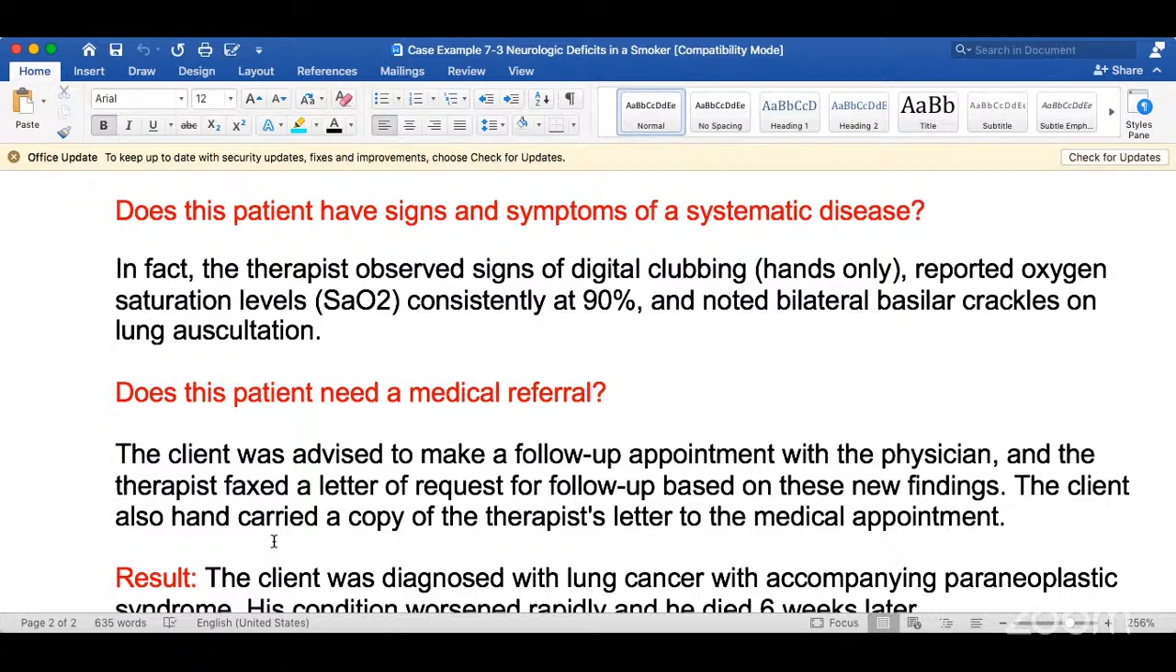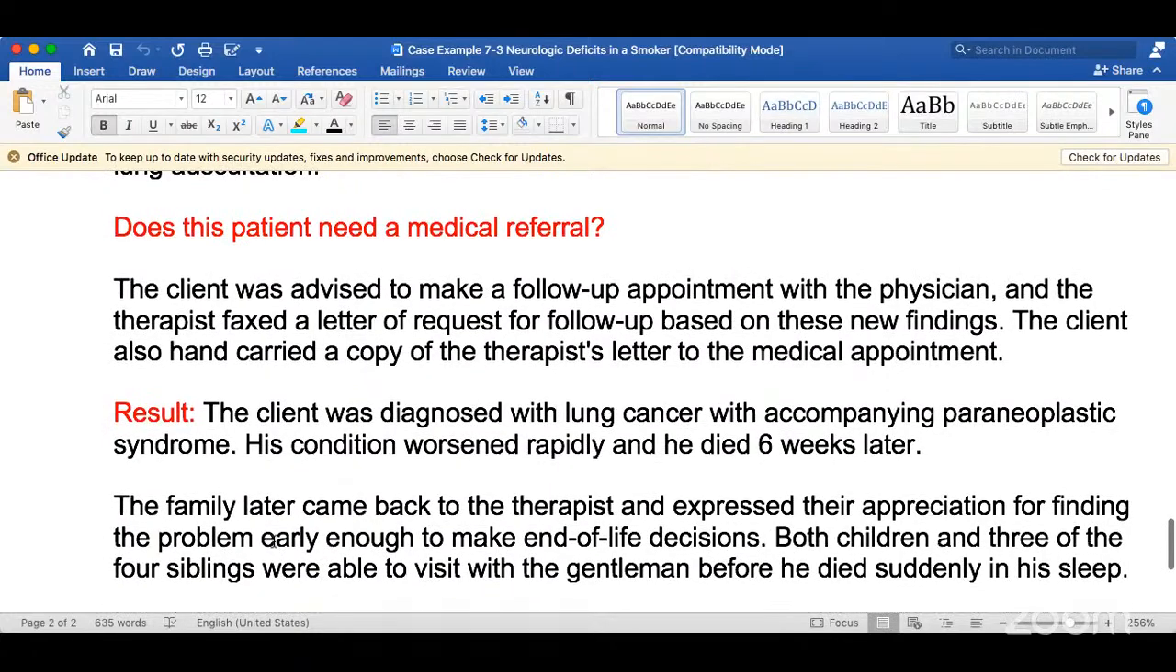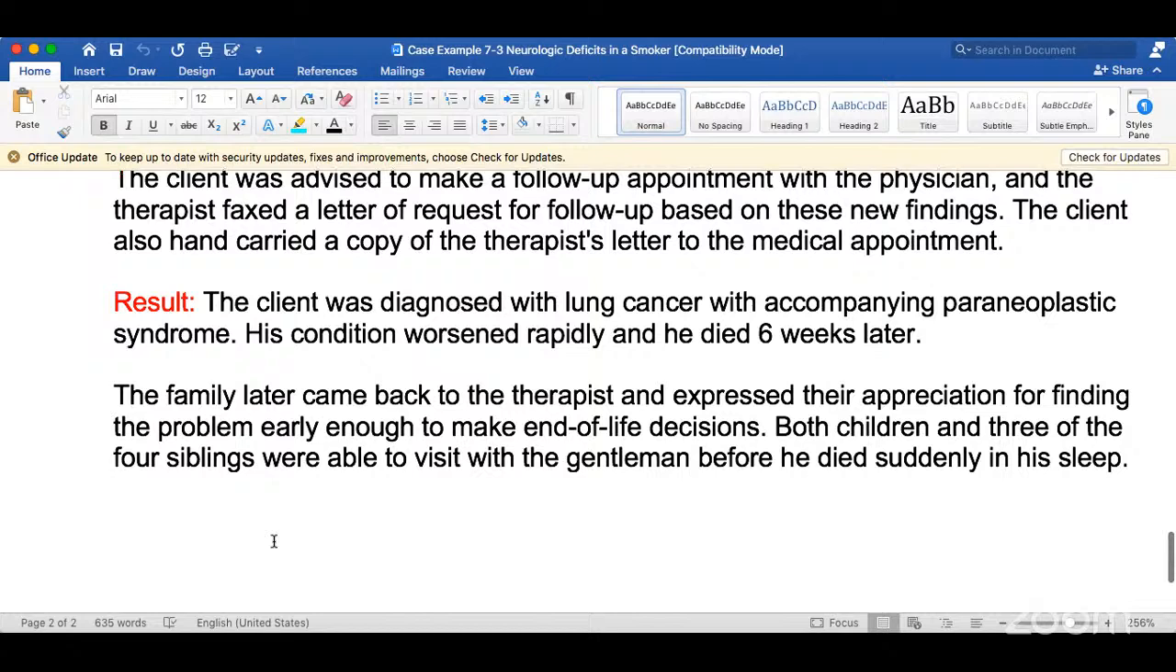So does this patient need a medical referral? So what is the result? The client was diagnosed with lung cancer with accompanying paraneoplastic syndrome. His condition worsened rapidly and he died 6 weeks later. The family later came back to the therapist and expressed their appreciation for finding the problem early enough to make end-of-life decisions. Both children and 3 of the 4 siblings were able to visit with the gentleman before he died suddenly in his sleep.